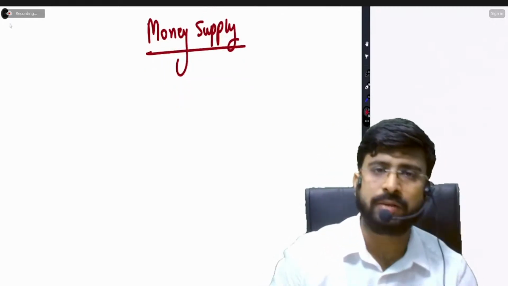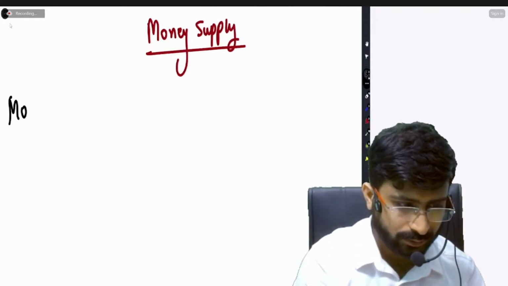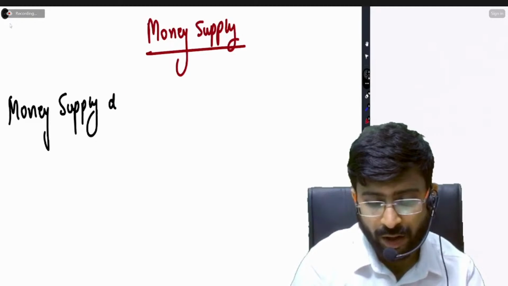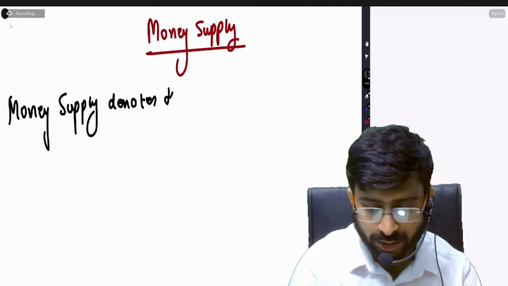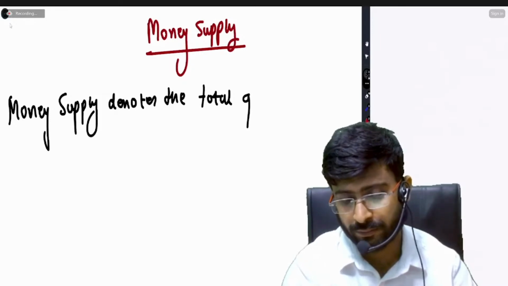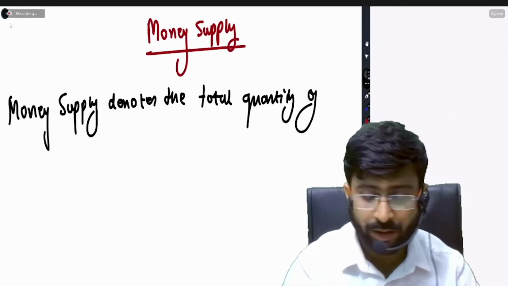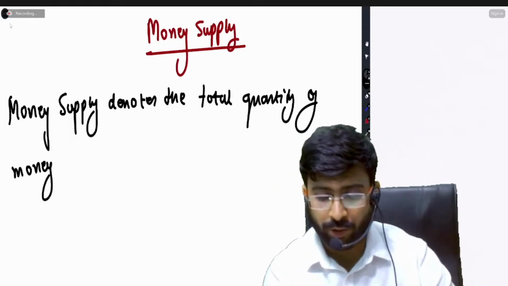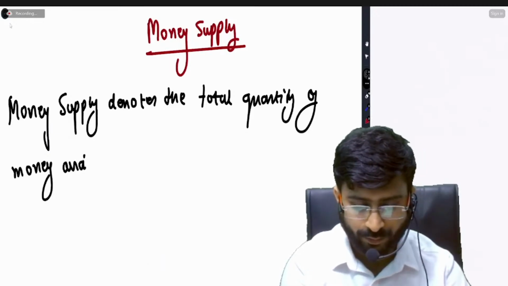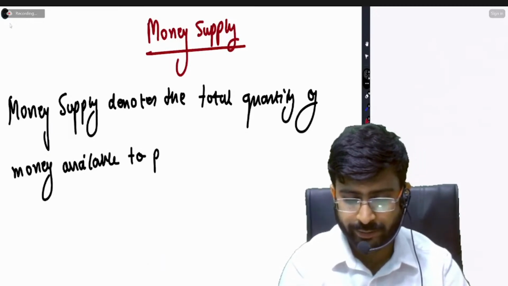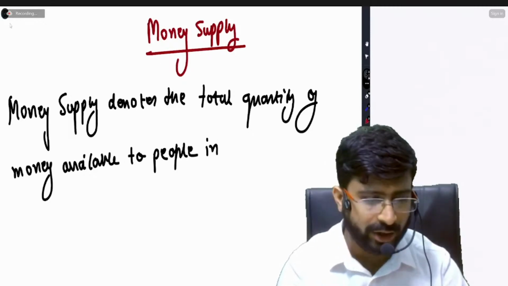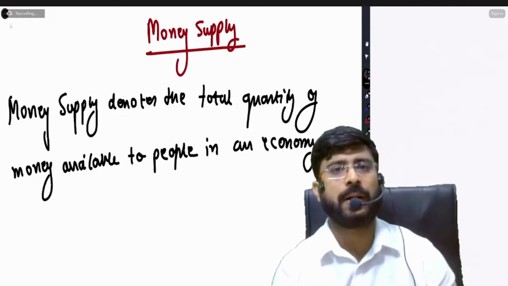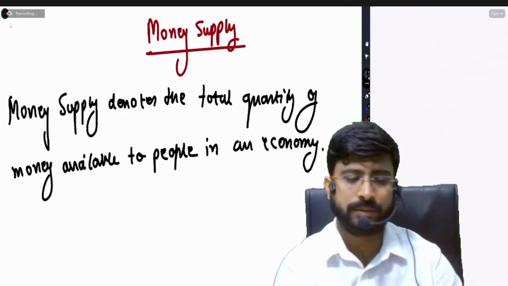So let's write it down first of all. Money supply denotes the total quantity of money available to people in an economy.